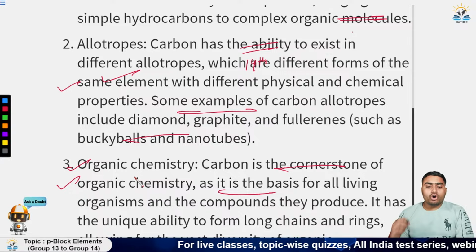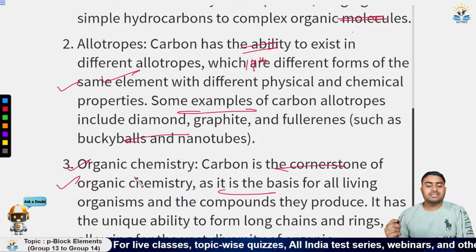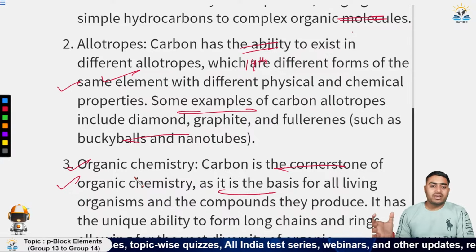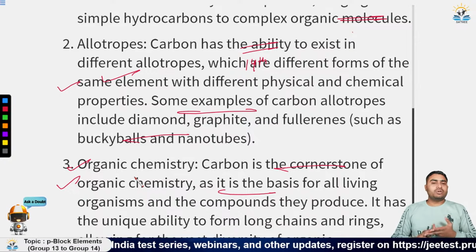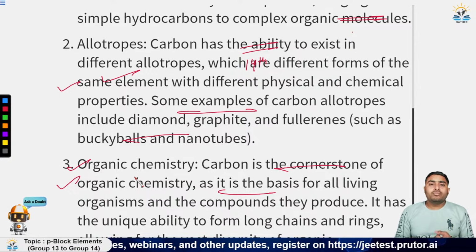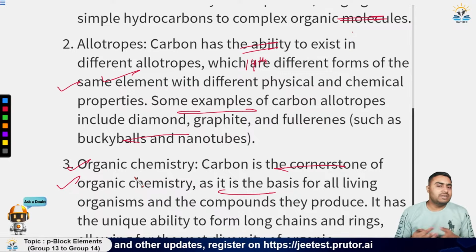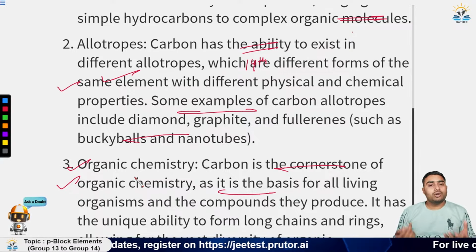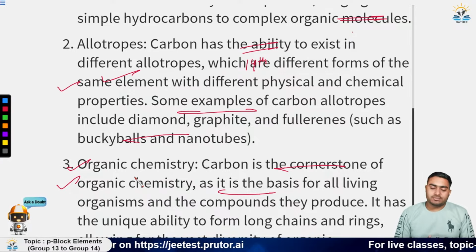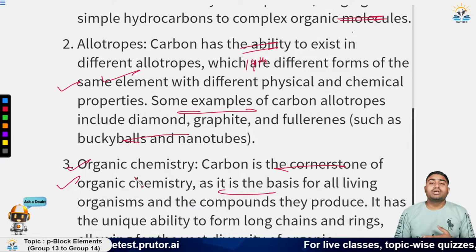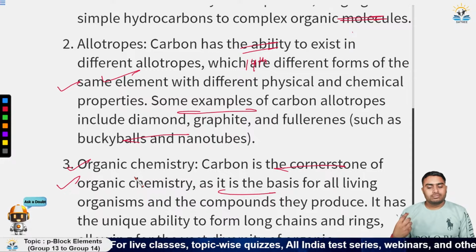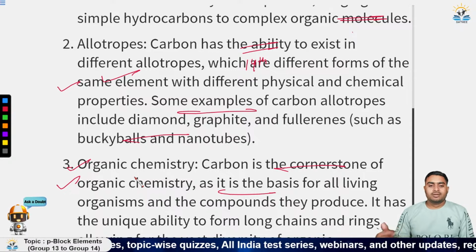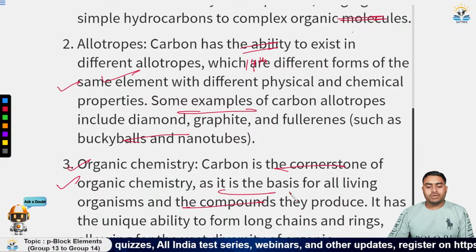Carbon is the cornerstone of organic chemistry, as it is the basis for all living organisms and the compounds they produce, like in our DNA, in proteins, in vitamins. In our food, in our clothes, in most things carbon is present. In sucrose, glucose, proteins, vitamins, carbon is present.